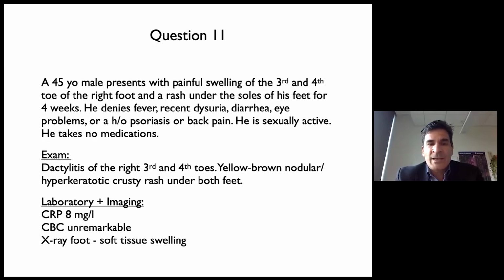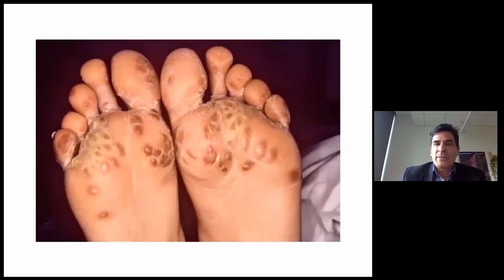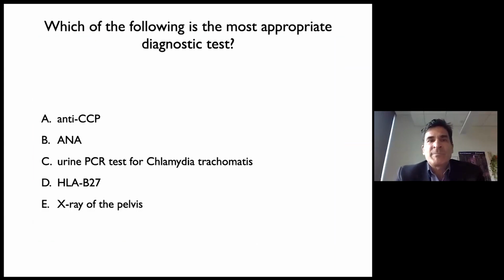He has a borderline CRP. The CBC is unremarkable, and the X-ray of his feet only shows soft tissue swelling, but no destruction. The next slide shows an image of a rash similar to what the patient in the clinical vignette had. Now, which of the following is the most appropriate diagnostic test in this patient?